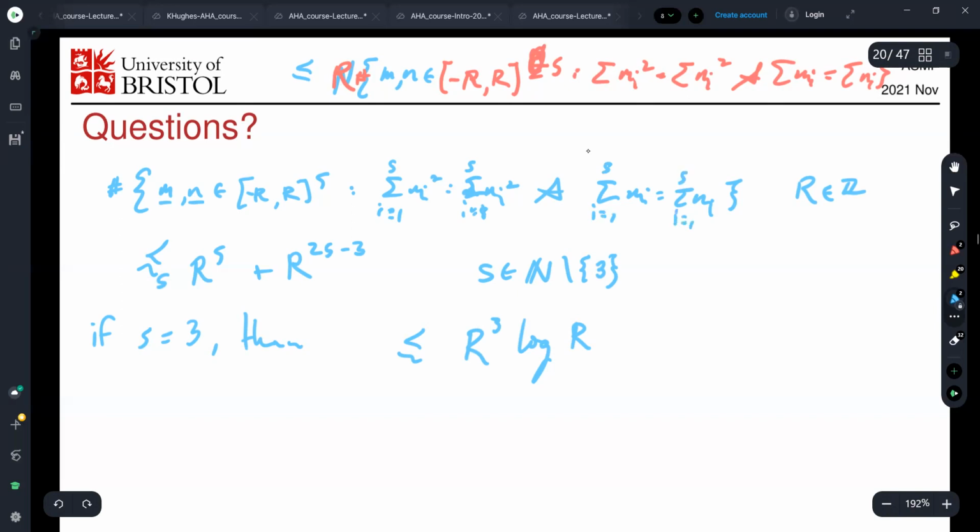Now, if you take s equals 2, I have the sum of 2 squares equals another sum of 2 squares, the corresponding linear equation. And that actually has diagonal behavior. You can use the Newton-Girard identities to show that the set M1 and M2 must actually be equal to the set N1 and N2. And therefore, that's R squared many solutions up to a factor of 2.